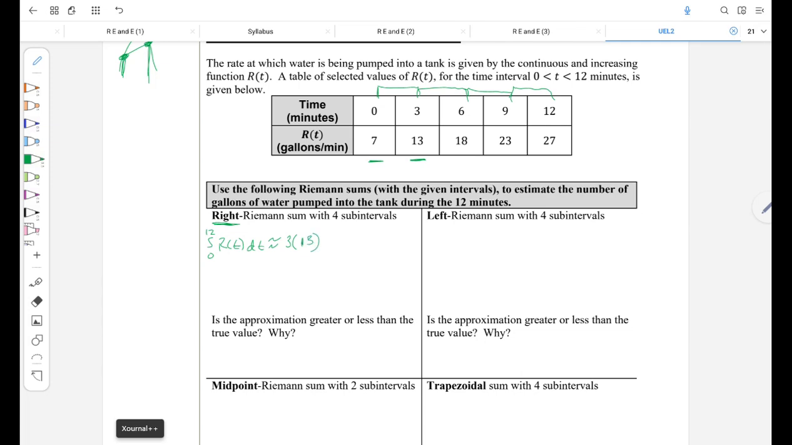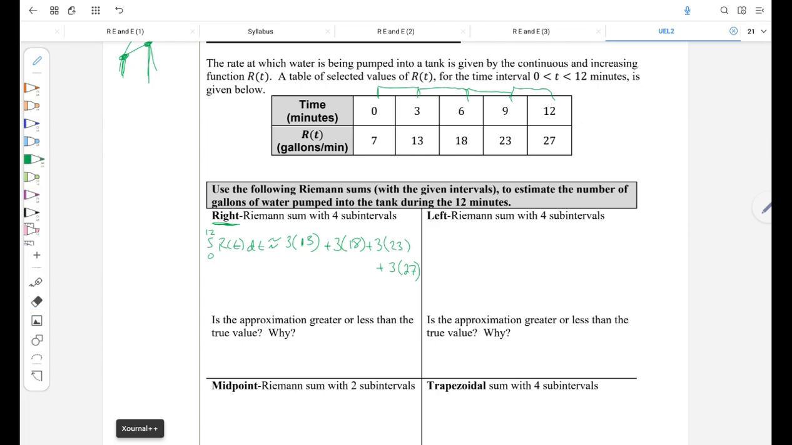Yeah, so that first one's going to be 3 times 13. The next one is going to be 3 times, we're now looking at the interval from 3 to 6. So on the right, it's 18 plus 3 times the next interval. The right value is 23. And then plus 3 times 27. In the end, it's really just a matter of picking which one you're leaving out. To do a right sum, you leave out the leftmost value.